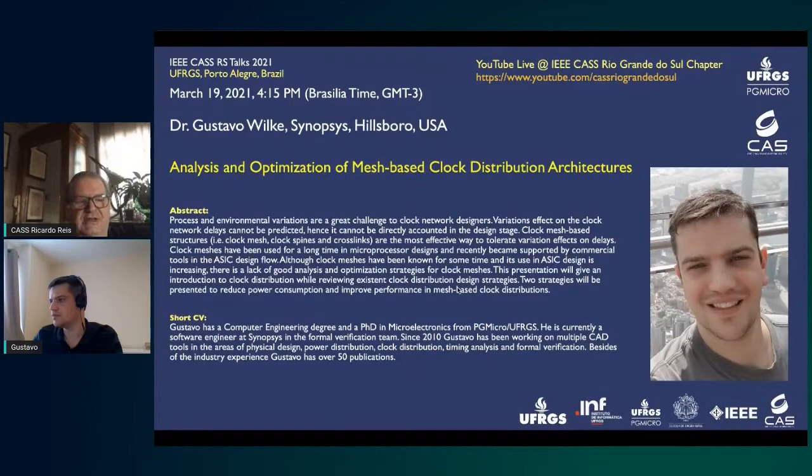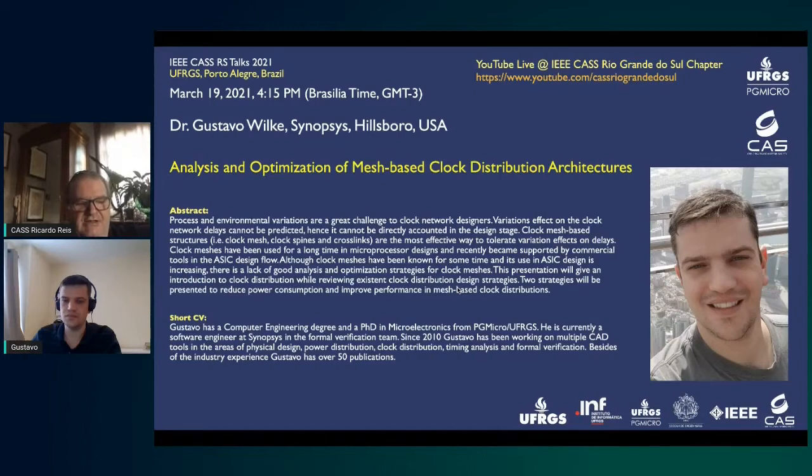But we are here today to attend the talk by Gustavo Wilke, that now is working with Synopsys in Hillsboro, USA. Who don't know, Hillsboro is very close to Portland, and Hillsboro is also the location of the main facilities of Intel. So, Professor Dr. Gustavo Wilke is talking today about analysis and optimization of mesh-based clock distribution architectures.